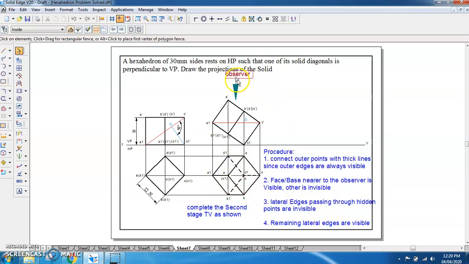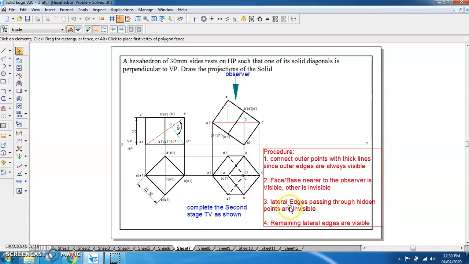Then second thing, when you have got the observer here, we have to see whether this ABCD face or A1, B1, C1 face is nearer to the observer. In this case, the ABCD face is nearer to the observer, so all the edges of ABCD will be visible. The other face is away from the observer, so edges of the other face will be invisible. But the two edges of the other face are forming the outer border of this solid, so that's why they are marked as visible. So remaining two edges will be invisible.